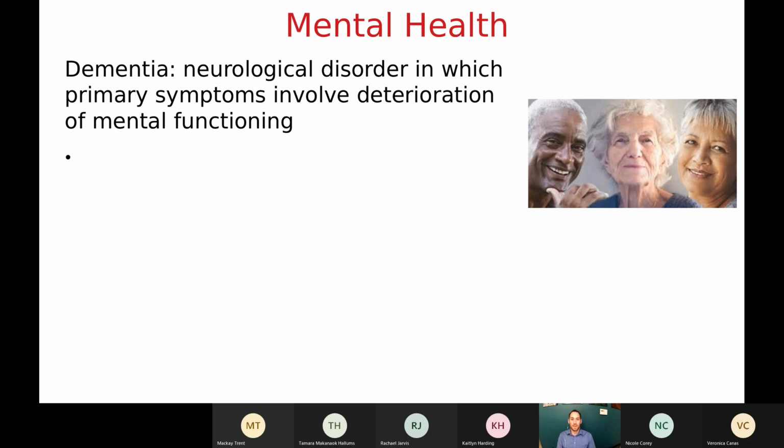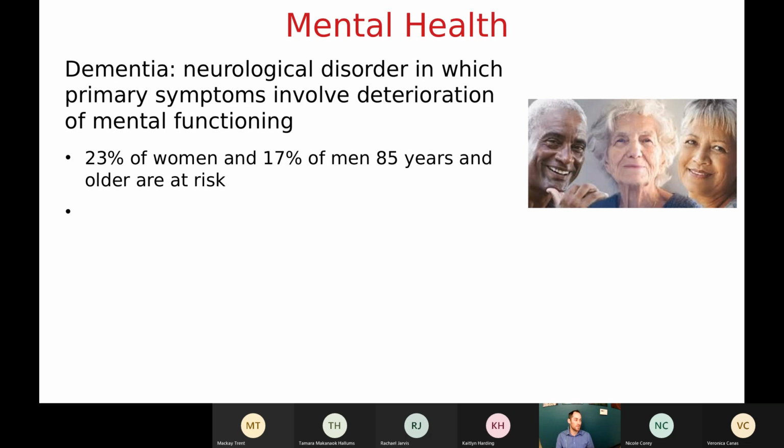All right, so let's talk about some of these. We've mentioned them, like dementia and Alzheimer's, a couple times. Let's define them and just give a couple of facts about them here at the end of this chapter. So dementia is a neurological disorder, and the primary symptoms are deteriorating mental functioning. So things like memory, decreased cognitive capacity, decreased working memory. So with this, 23% of women and 17% of men 85 and older are at risk. So with that being said, women do tend to get dementia more because they also tend to live longer. So the risk is higher as you get older. Women are living longer, so they're getting dementia more.